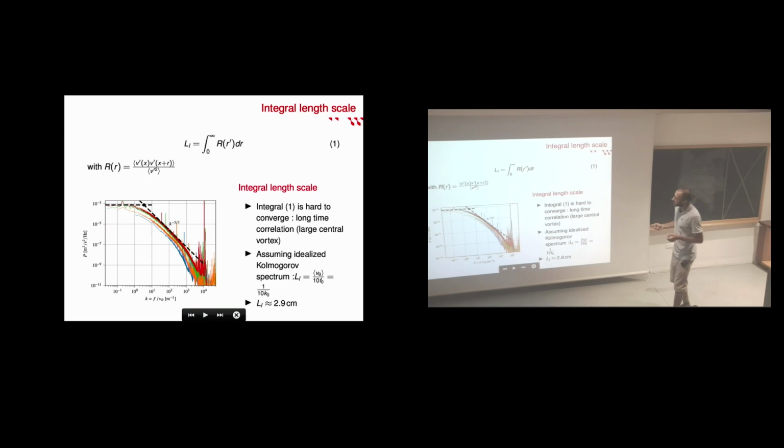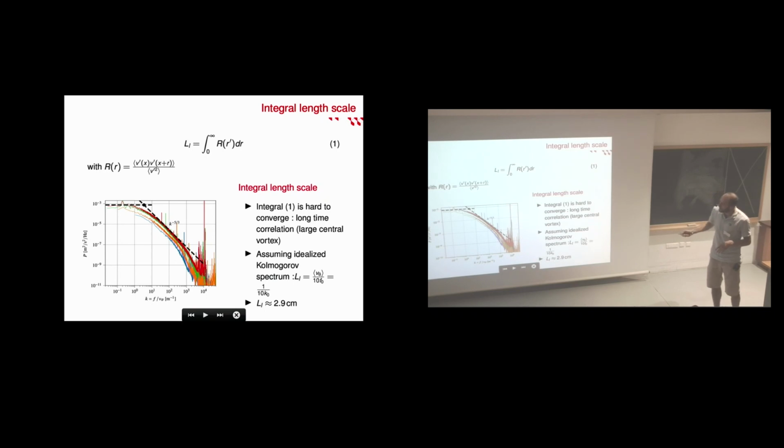Now the integral length scale is defined as the integral of the autocorrelation coefficient of the velocity. Experimentally, it's often hard to use that definition because, for example, long drift of the sensor signal may affect this integral. And we use a somewhat simplified definition.